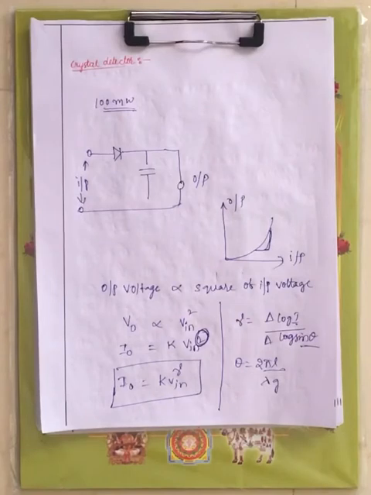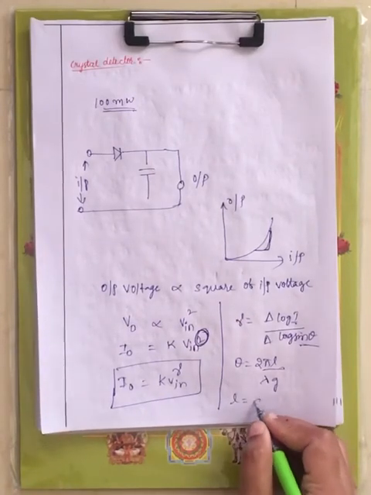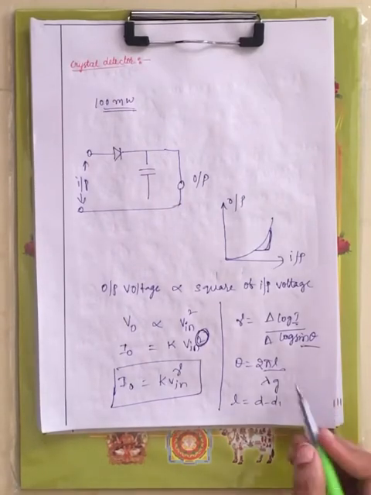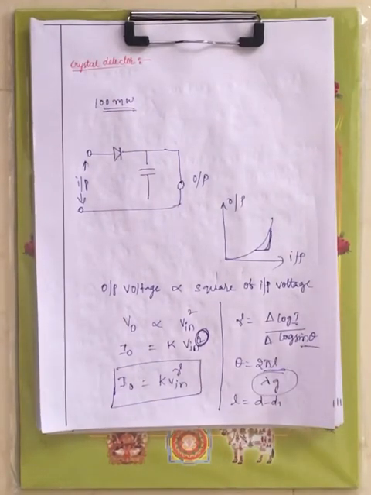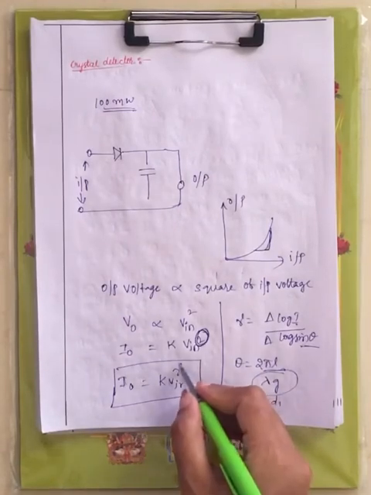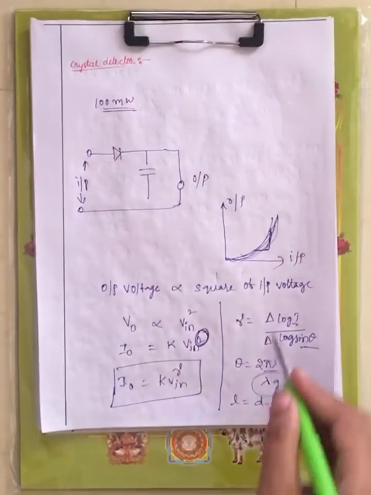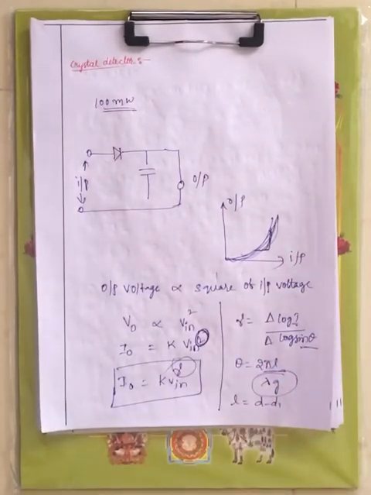L is the difference between the reference position and one point, and lambda g is the guided wavelength. This calculation you have to do in your lab, and here you have to find out the characteristics of the crystal detector. From those characteristics you have to find out the gamma value. This is about the characteristics experiment of the crystal detector.